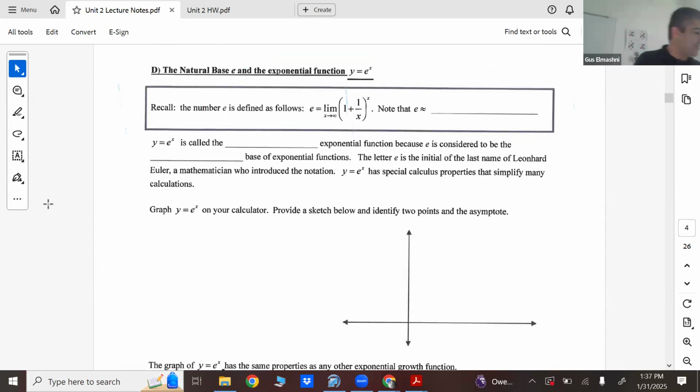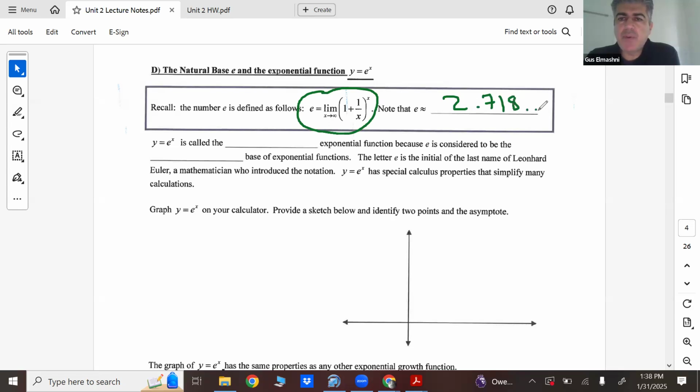Okay. No, I thought it was going to be a decay, but you're right, it wasn't decay. I was like, you know what? I don't care to do it. It's the same thing. Not sure if you guys know, but E is defined like this. It's like 2.718.